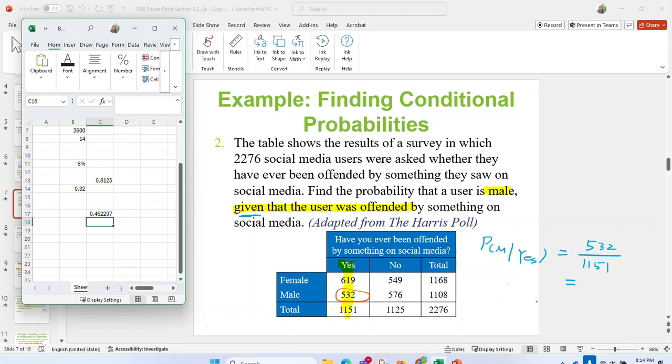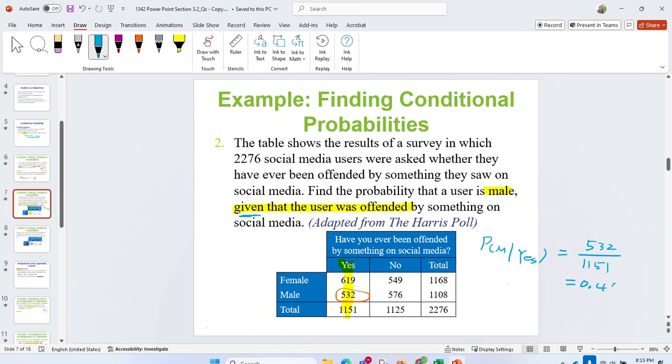So 0.462. Okay, so if you see something on social media, about 46.2% of the males will feel offended, right? And then if you look at the females, male and female added together is 100%. So the females will be 53.8%, right, 53.8%. A little bit more than half of the females will feel offended that way.